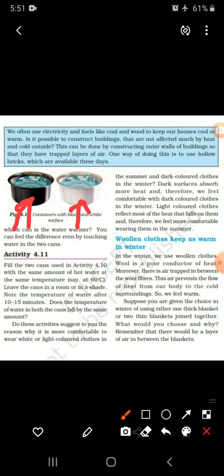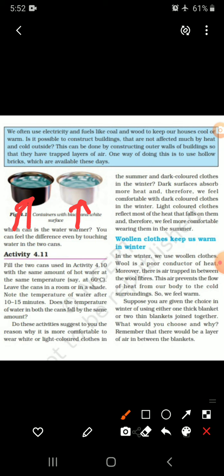Now activity 4.11. Fill the two cans used in activity 4.10 with the same amount of hot water at the same temperature, say at 60 degrees centigrade. Leave the cans in a room or in shade. Note the temperature of water after 10 to 15 minutes. Does the temperature of the water in both the cans fall by the same amount? Does this activity suggest to you the reason why it is more comfortable to wear white or light color clothes in the summer and dark color clothes in the winter?